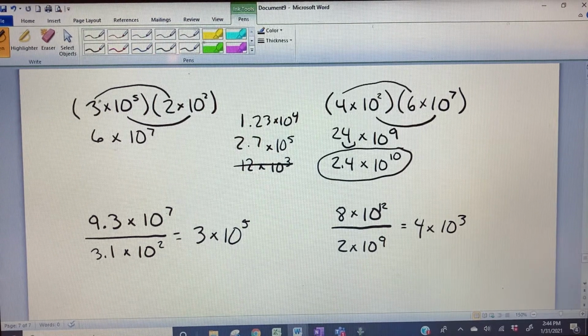So all you're doing is combining your regular numbers using the operation that is there. We're multiplying our regular numbers, or in this one, dividing our regular numbers, and then we are handling our exponents using that rule of keep the base, add the exponents, or when you're dividing, keep the base and subtract the exponents.